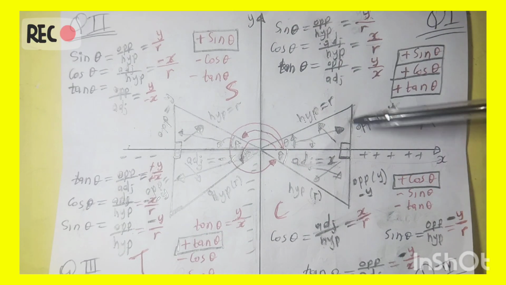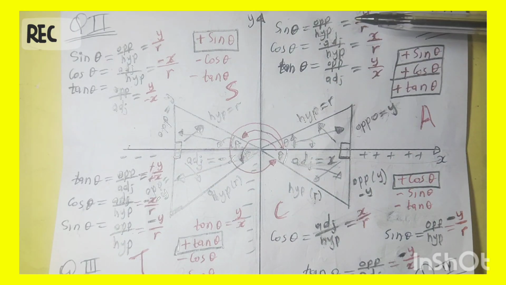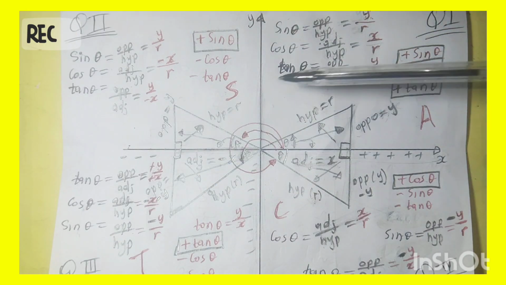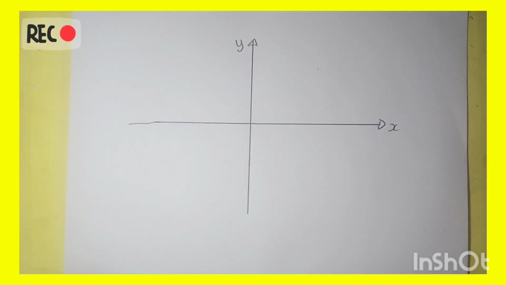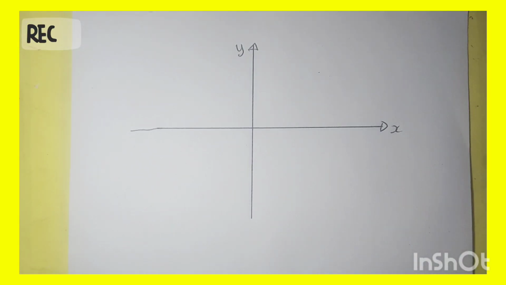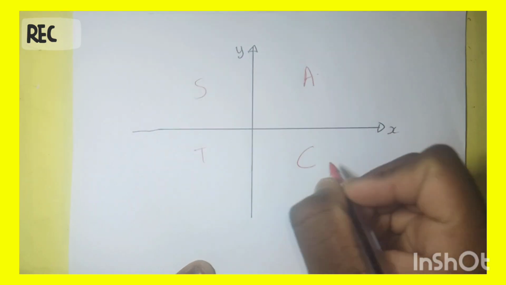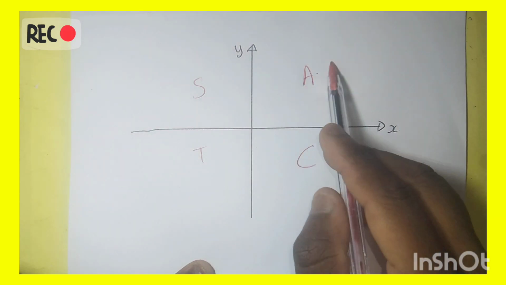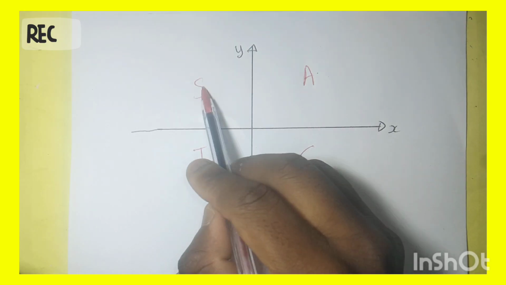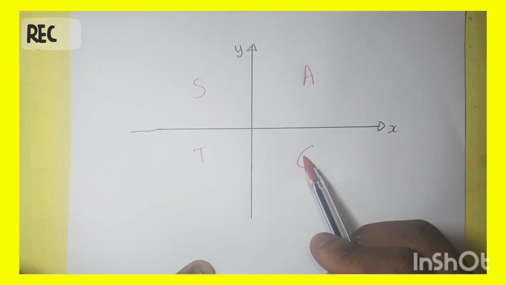So now I just want to summarize all of that information, because it looks so complex, guys. How will you know that triangle and stuff? Let me summarize. We know All Students Take Coffee. What does that mean? It means that all of them are positive here; here only sine is positive, only tan is positive, and only cos is positive.